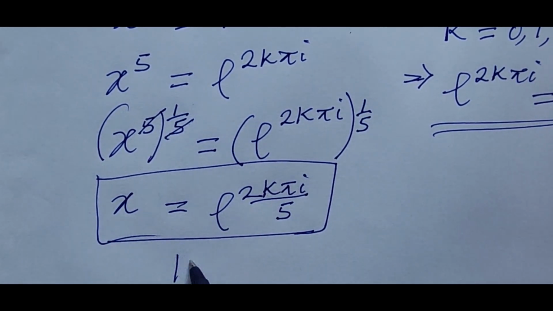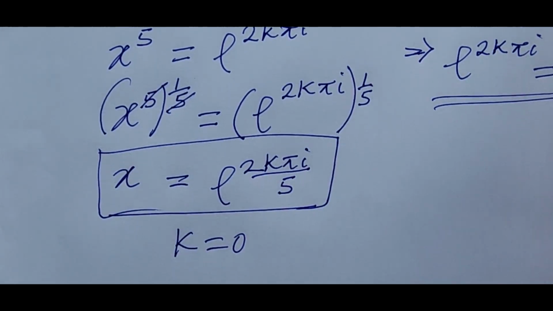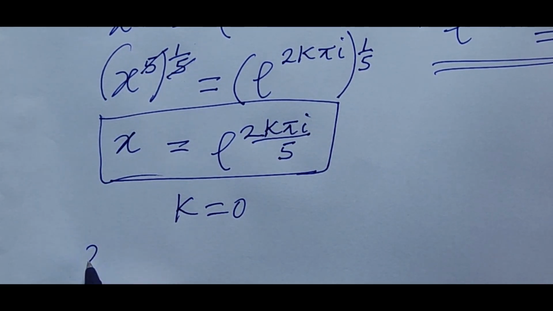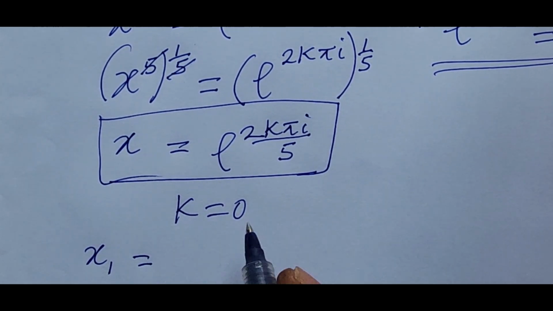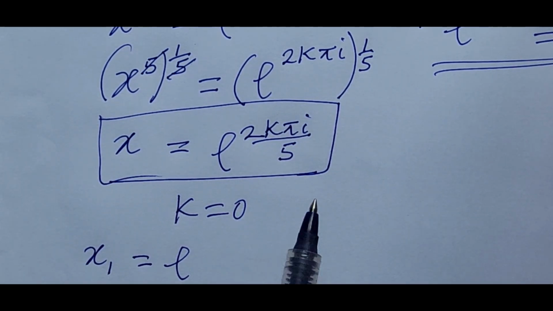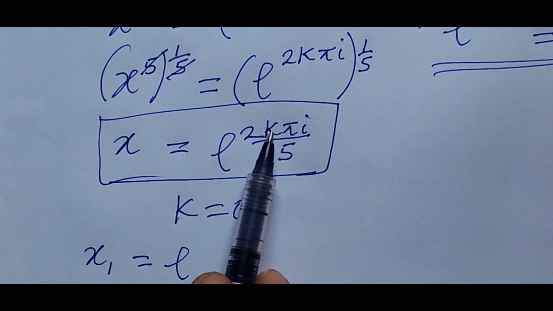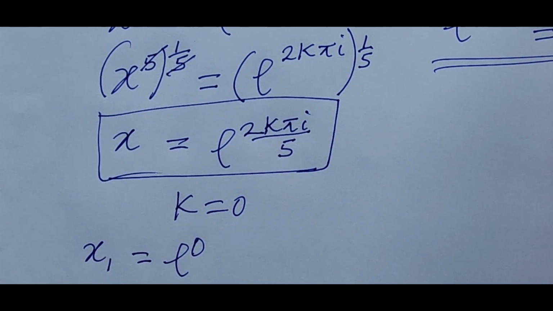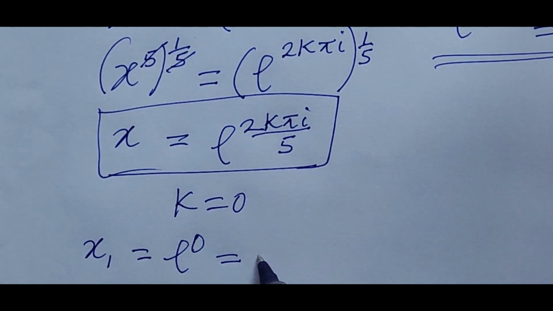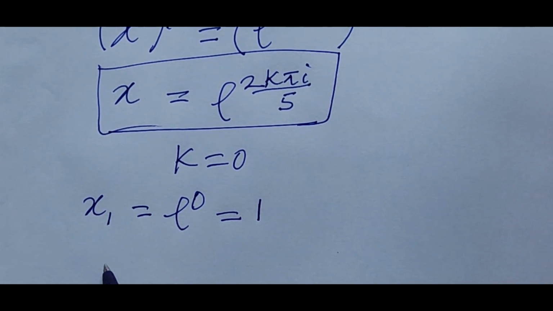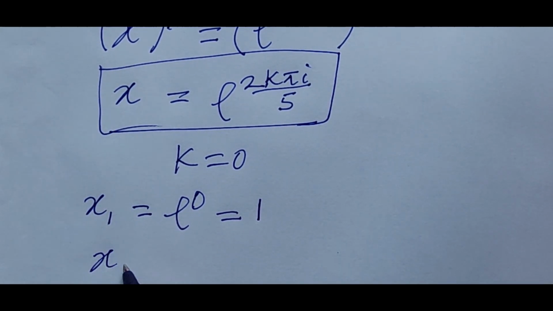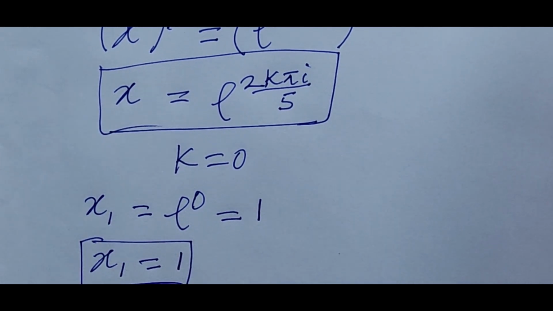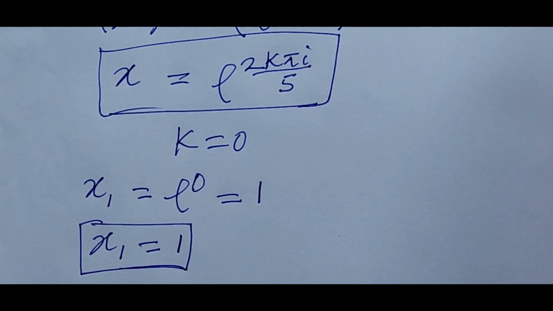So when k is equal to 0, what is the value of x? We're going to have x1 equal to e raised to 0, because if we put k to be 0, everything here will turn to 0. And e to the power of 0 will give us 1. And so we have x1 is equal to 1. This is the first value of x that will satisfy this equation.